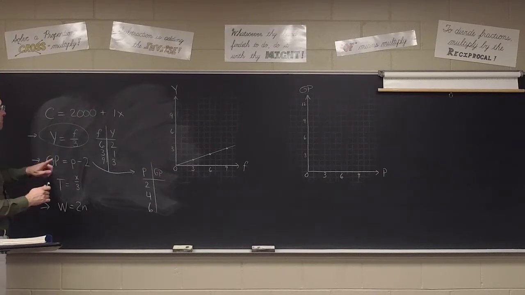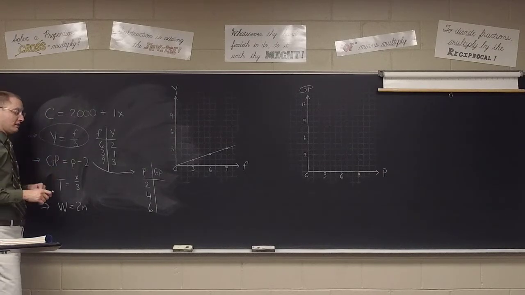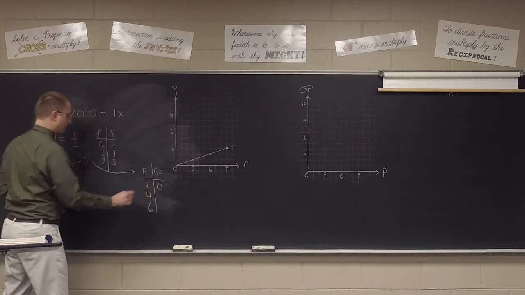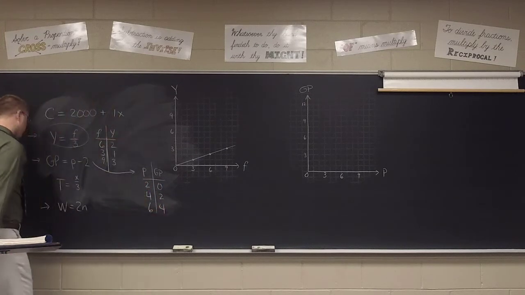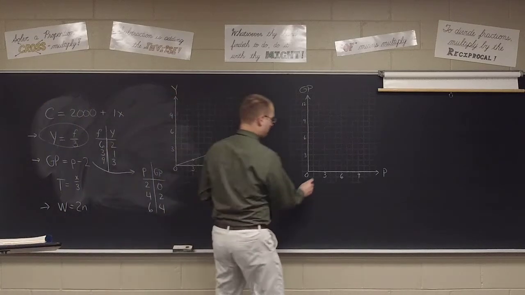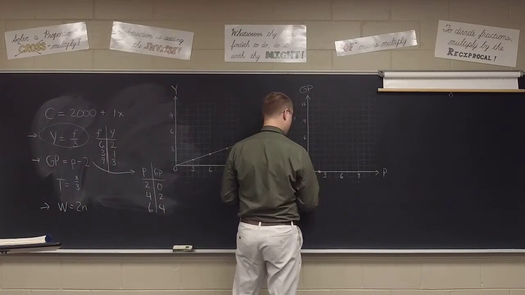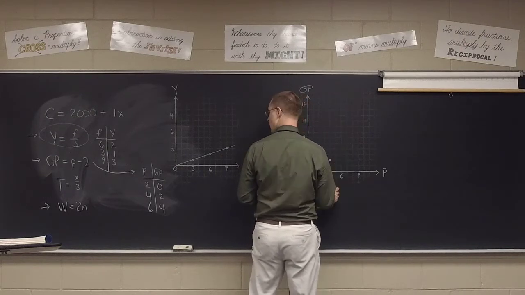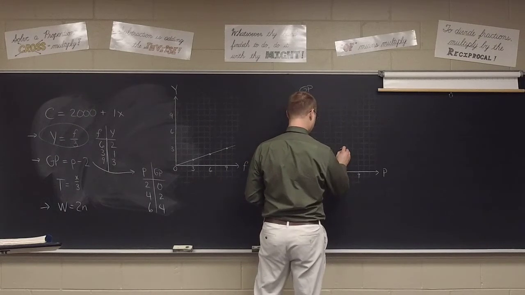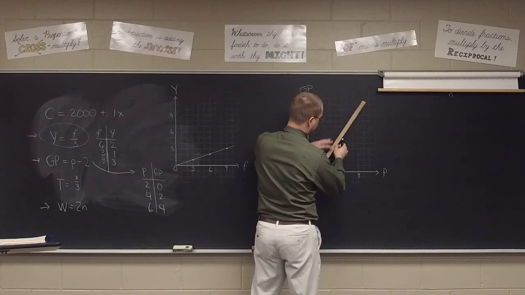And as far as the GP values, well, if you plug in a 2, you get 0, you plug in a 4, you get 2, and you plug in a 6, you get 4. Go ahead and plot those points. 2, 0, 4, 2, and 6, 4.